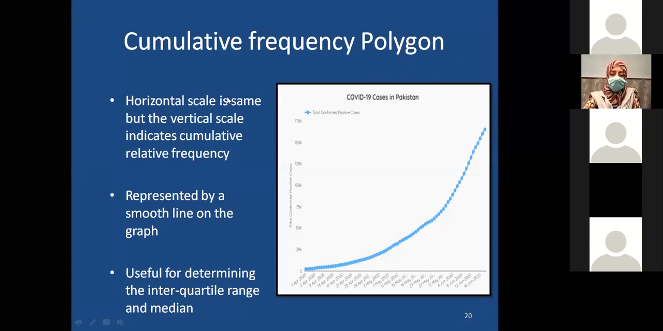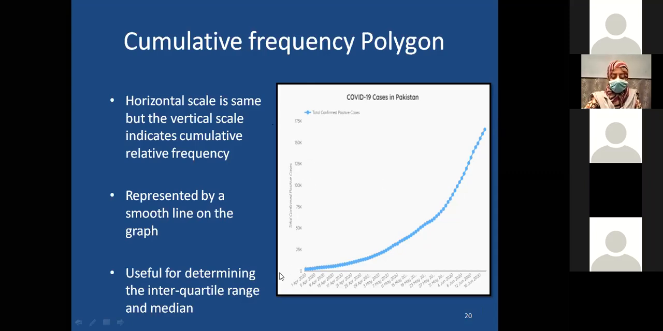This is again a type of frequency polygon, but it shows the cumulated number of cases where the line never touches the x-axis. It's accumulated and it goes on a height and it continues from there. So it's a horizontal scale. The horizontal scale is the same, but the vertical scale indicates the cumulative frequencies. So they're increasing in number, okay? And it's represented by a smooth line on the graph.